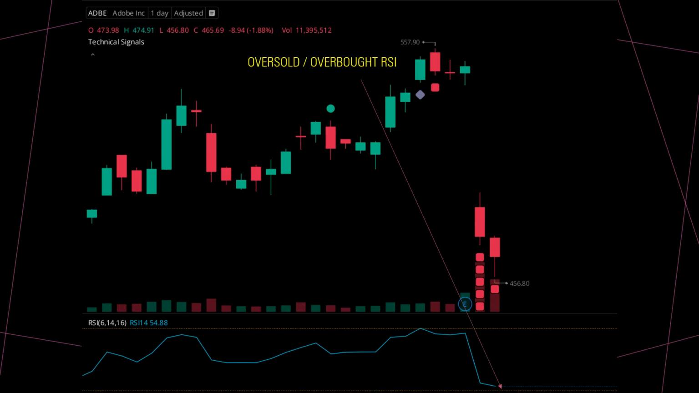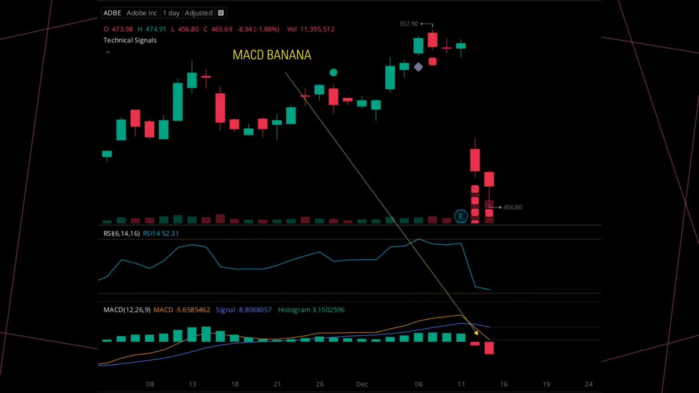Number two, we have an oversold or overbought RSI. Now, as you can see here, the RSI for Adobe is not quite oversold. It's pretty close, but not quite. That's where the MACD banana comes in to help you gauge if it's time to get in. Now you can see here the MACD has not started to flatten yet. Now this could happen the next trading day, tomorrow or on Monday, or a couple days from then.